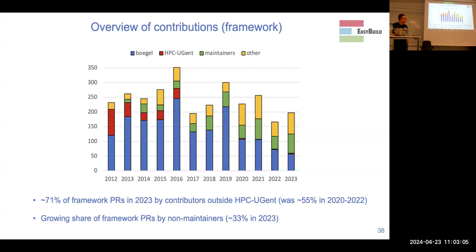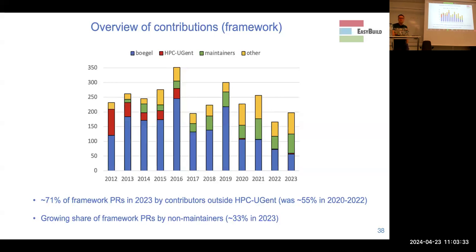So looking into framework, so the core of EasyBuild, last year we got about 200 pull requests. Now the vast majority of that is people outside of Ghent University, which is very good. That used to be very different. If you look at the history here, so everything blue is me essentially. Then the red parts are the rest of the HPC-UGent team. So most of the team is now no longer involved in active development of EasyBuild.